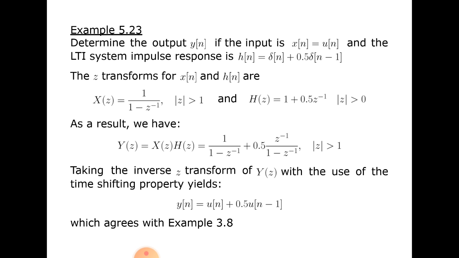As a result, we have Y of z equals X of z into H of z, which equals 1 plus 0.5 into z power minus 1 divided by 1 minus z power minus 1, where modulus of z is greater than 1. Taking the inverse z transform of Y of z with the use of the time shifting property yields y of n equals u of n plus 0.5 into u of n minus 1, which agrees with the example.